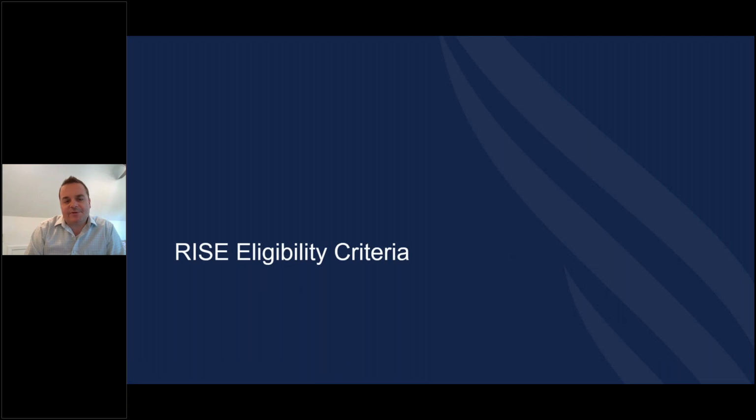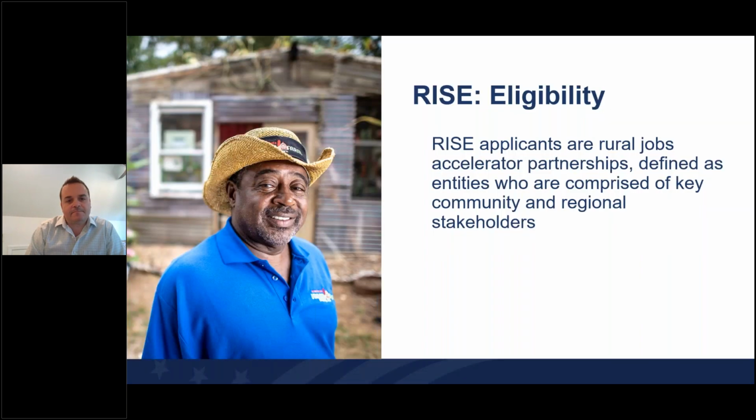So we're going to move into RISE eligibility criteria. Next slide, please. And eligibility under RISE, this program is a bit different than other programs at Rural Development, and particularly in our business programs. RISE applicants are Rural Jobs Accelerator partnerships. So that's defined as entities who are comprised of key community and regional stakeholders. So it's a working partnership that comes together under an agreement. We'll get into that in just a minute. But that is the applicant under RISE, and there will be a lead applicant out of that group. It could be 2+ entities, but out of that group, there's a lead applicant that'll do the official application, but the applicant as a whole is a partnership. Next slide, please.